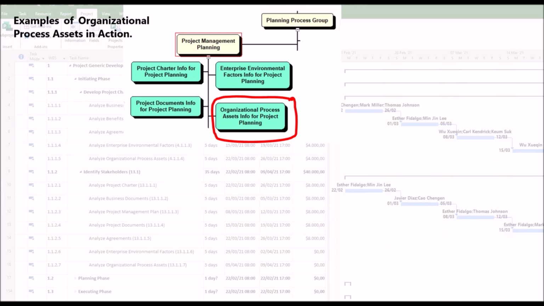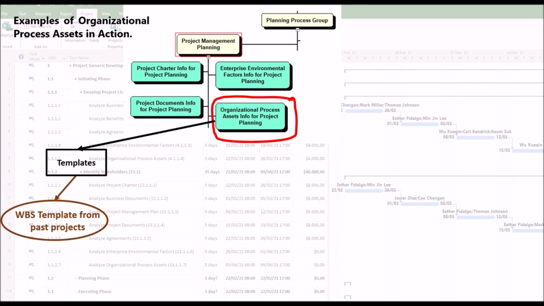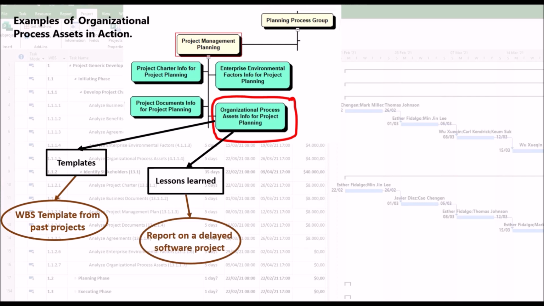Examples of organizational process assets in action. Templates: a WBS template from past projects ensures a consistent work breakdown structure. Lessons learned: a report on a delayed software project leads to better schedule buffers in the plan.